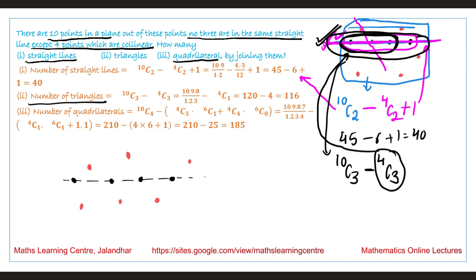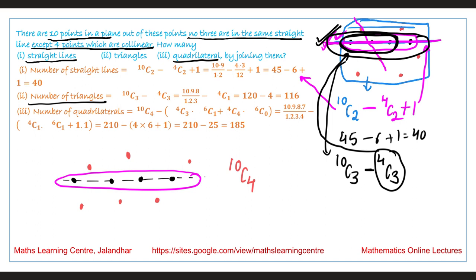Now we have to form the quadrilaterals. So out of these 10 points there are 10C4 ways in which we can choose any 4 points. Now what we are left over here is, suppose we are saying that we have chosen all the 4 points from here. All 4 points we have chosen from here. So how many ways will be there?